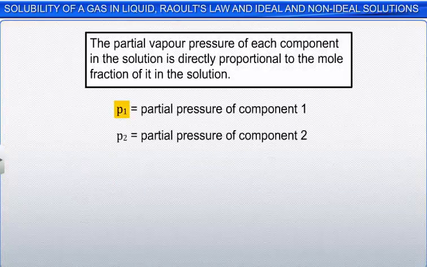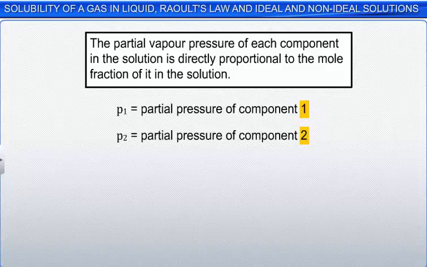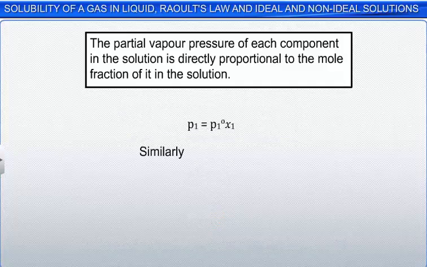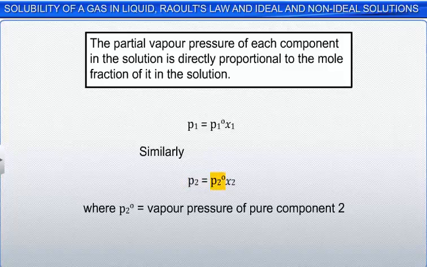Now, if P1 and P2 are the partial pressures exerted by the components 1 and 2 at a certain temperature, then, according to Raoult's law, P1 is proportional to x1, or P1 is equal to P1 naught x1, where P1 naught is the constant of proportionality and represents the vapor pressure of pure component 1 at the same temperature. Similarly, for the component 2, P2 is equal to P2 naught x2, where P2 naught represents the vapor pressure of the pure component 2.